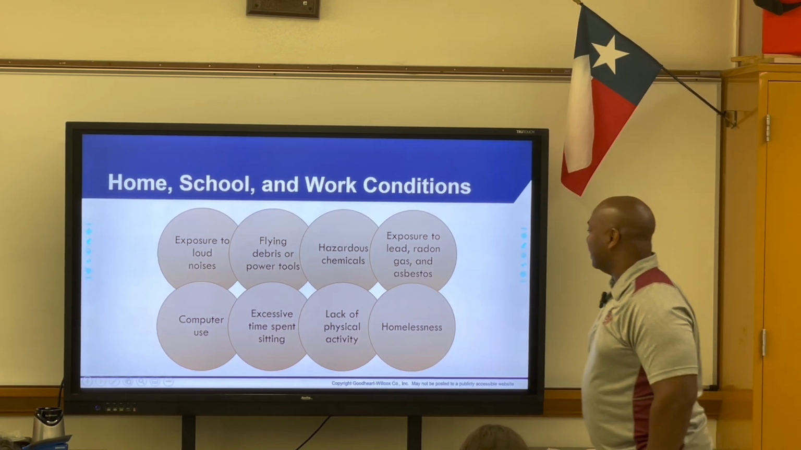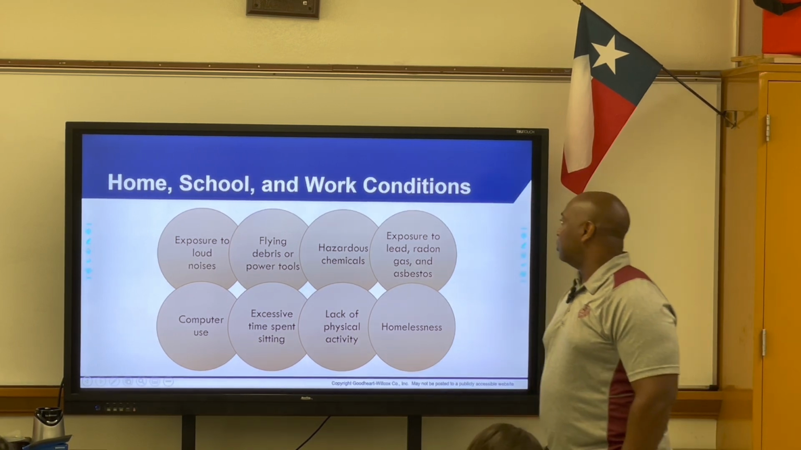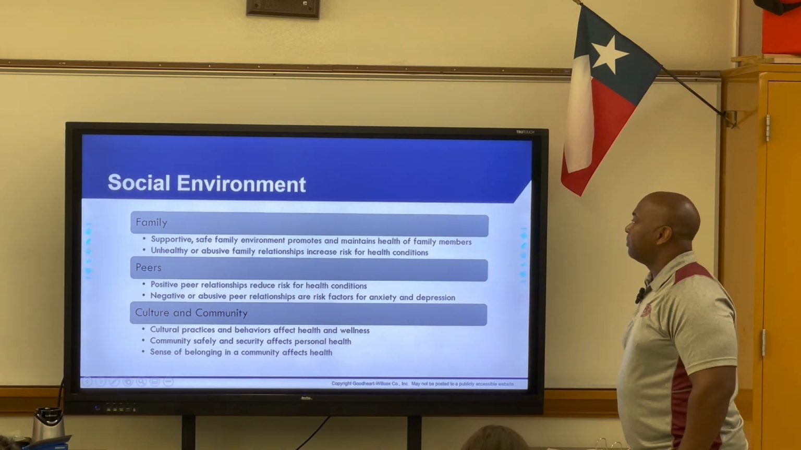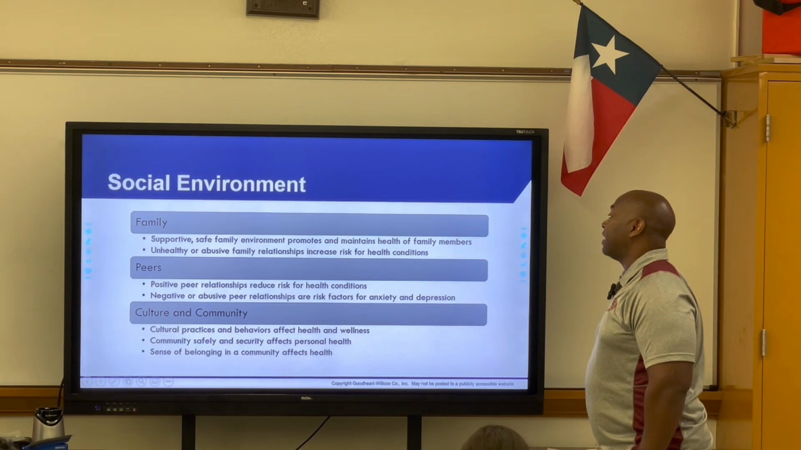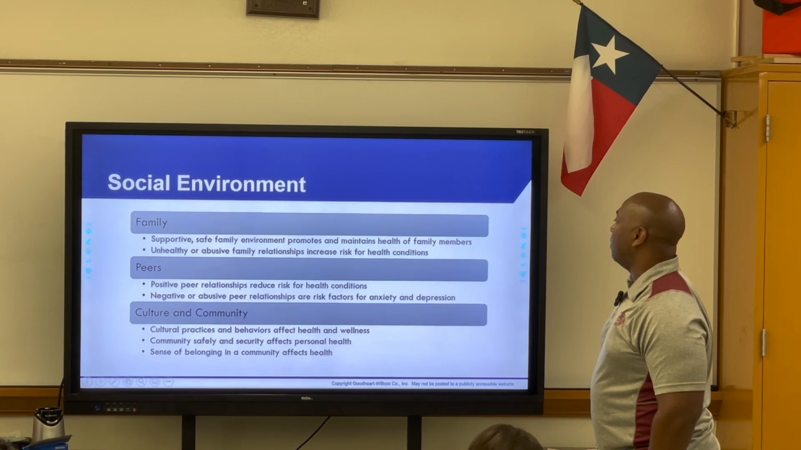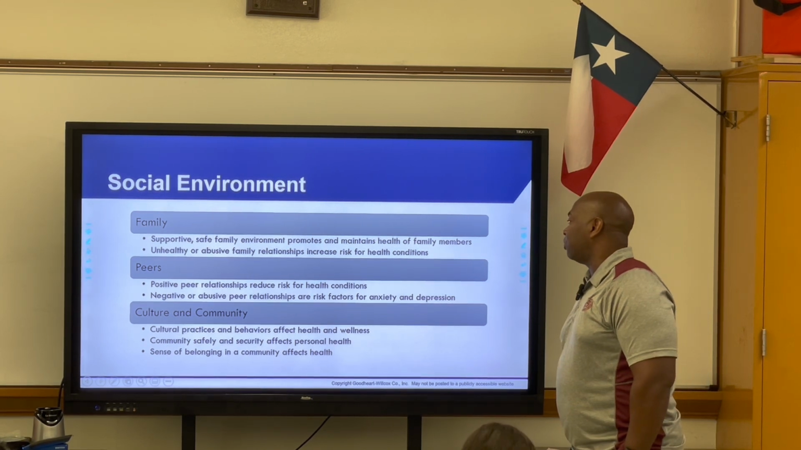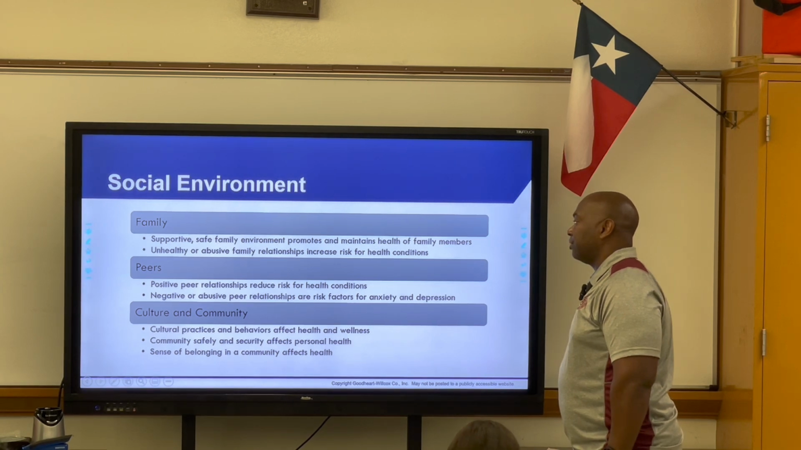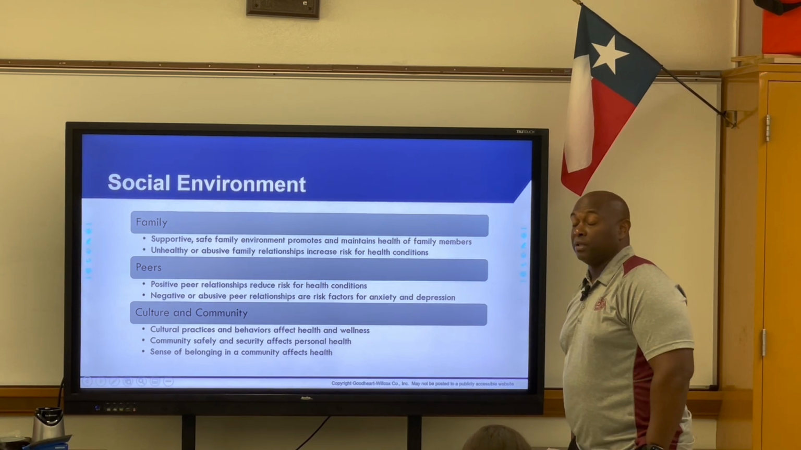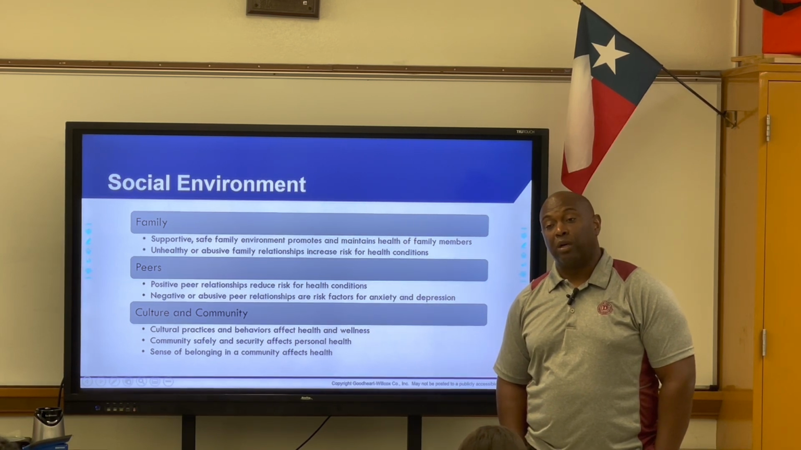Lack of physical activity. Homelessness. Those are all conditions that can affect things. Family. Do you have a supportive, safe family environment? That promotes and maintains health of family members. Unhealthy or abusive family relationships increase risk of health conditions. Peers. Positive peer relationships reduce the risk of health conditions. For whatever reason, people not having friends when they're in high school affects them as they become an adult.